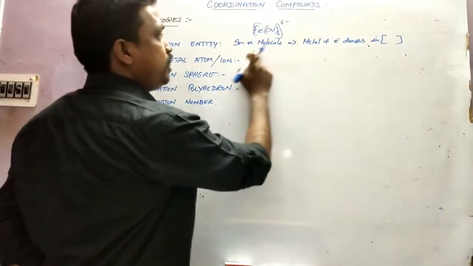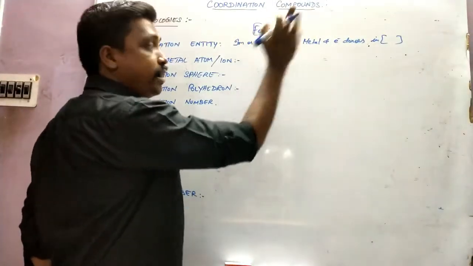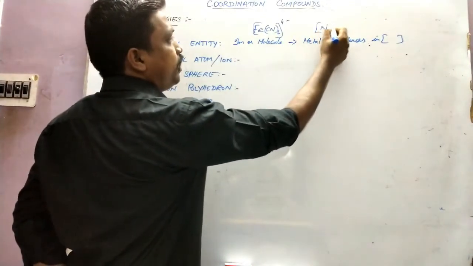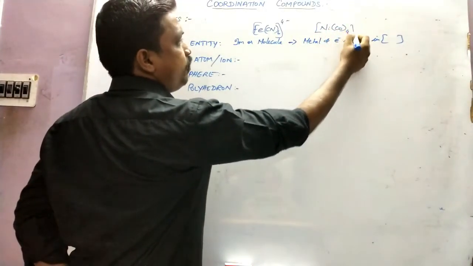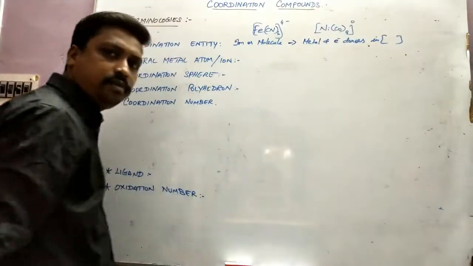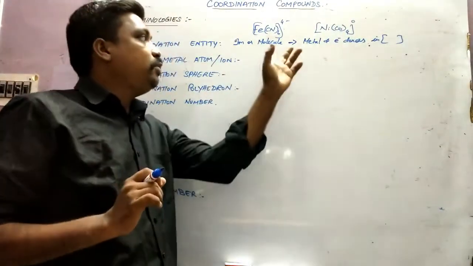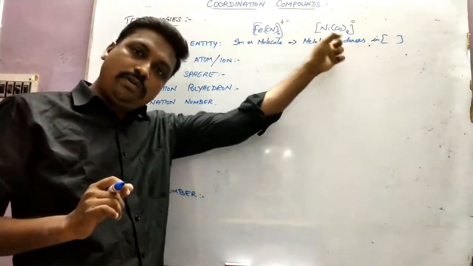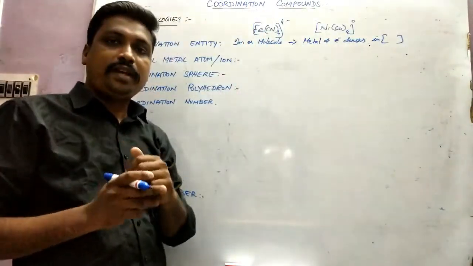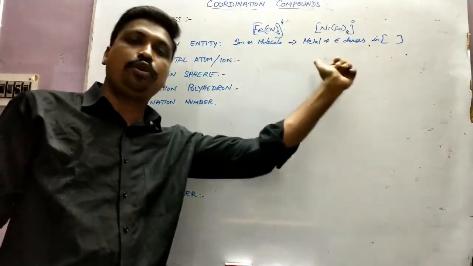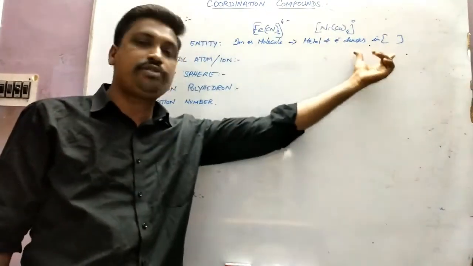It is negatively charged, so it is an ion. Neutral molecule example, nickel tetracarbonyl. In this complex the charge of nickel is also 0. So a coordination entity can be a neutral molecule or an ion. It contains the metal and the donors that give electrons to that metal. They are usually enclosed in square brackets.